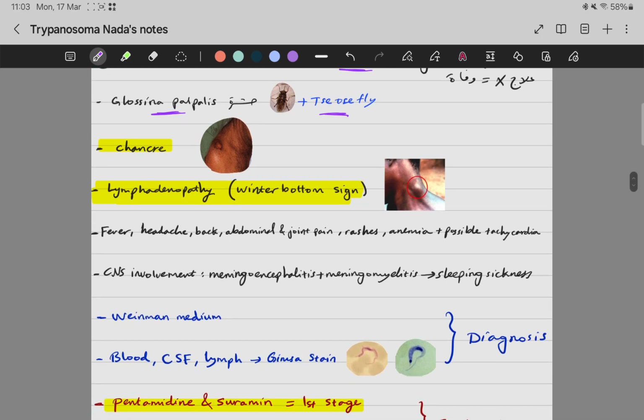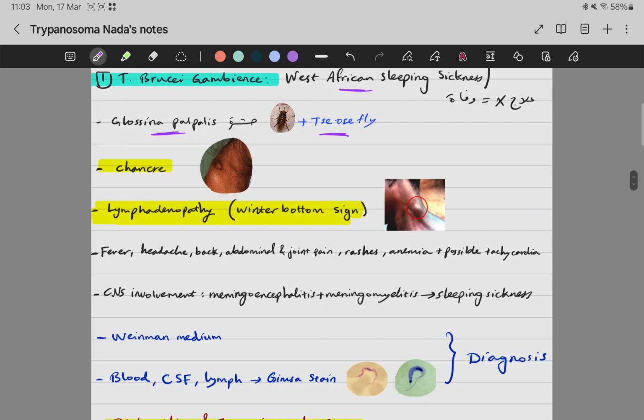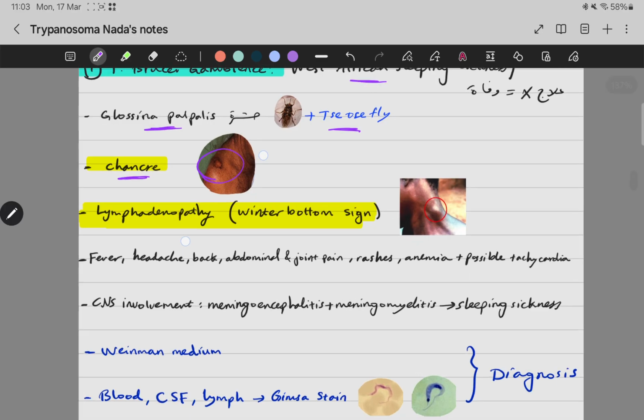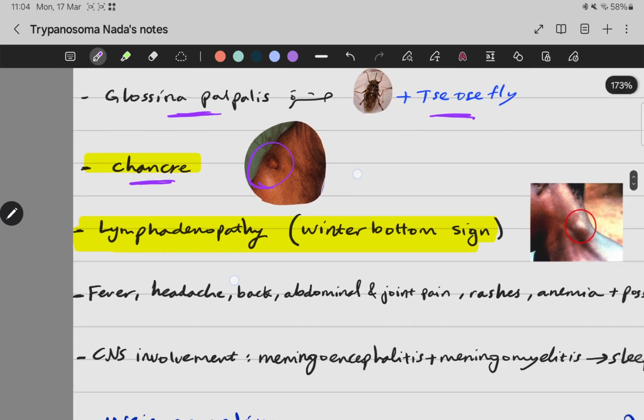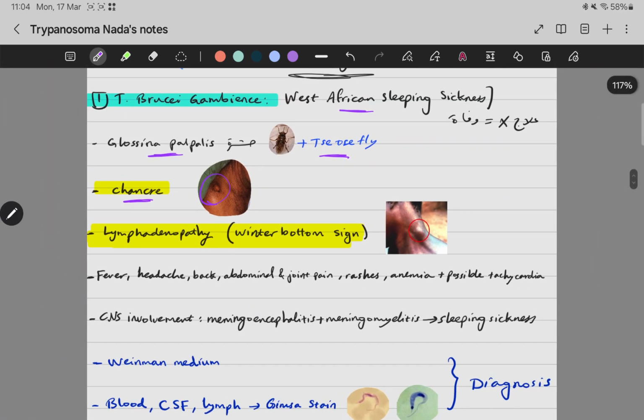Okay, so what are the symptoms of Trypanosoma brucei gambiense? We have different symptoms and different marks of the disease. One of them is the chancre. As you can see in the picture, I don't know if you can see it well, it's like a wound, like a burn, but it is not actually burned. It is the landmark after the bite of the insect, and it turns into something called a chancre. So chancre is mark number one of the disease.